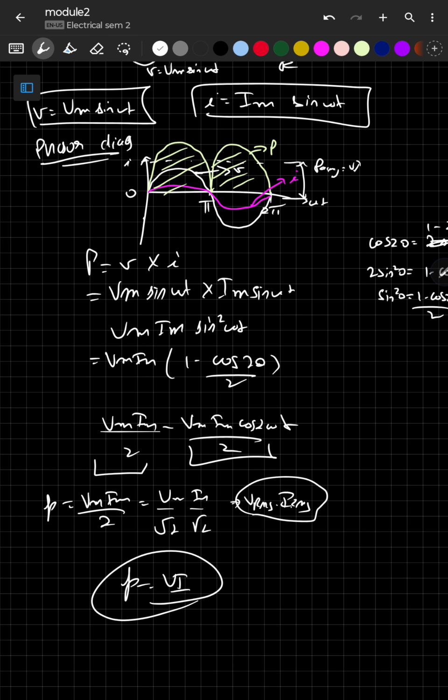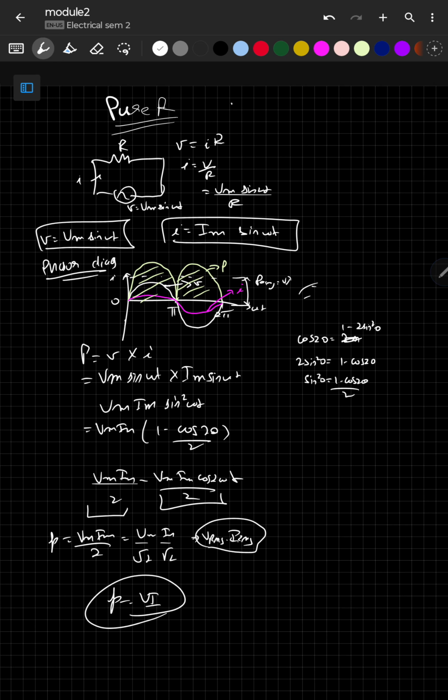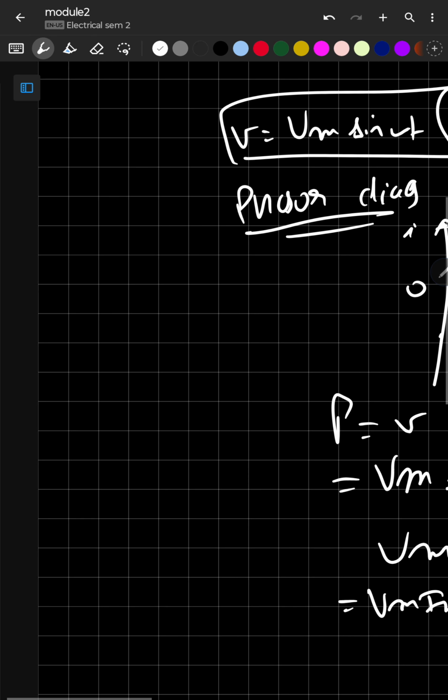So basically you can write it as P average Vi. There again at the top you can write it like this over here. So we do the circuit diagram, current equation, phasor diagram. Okay, instead of the phasor diagram I drew the waveform, my bad, sorry guys.